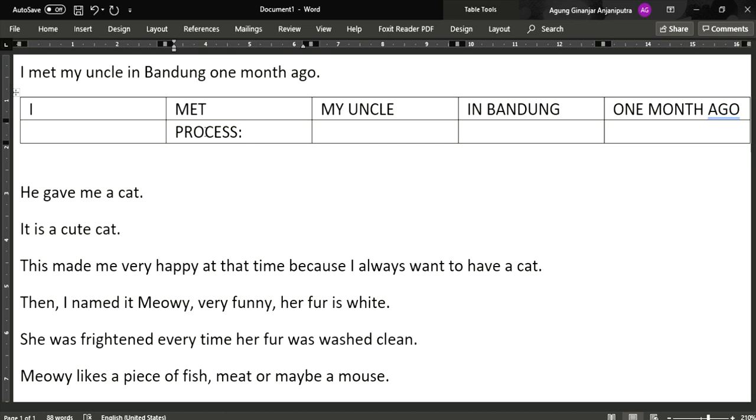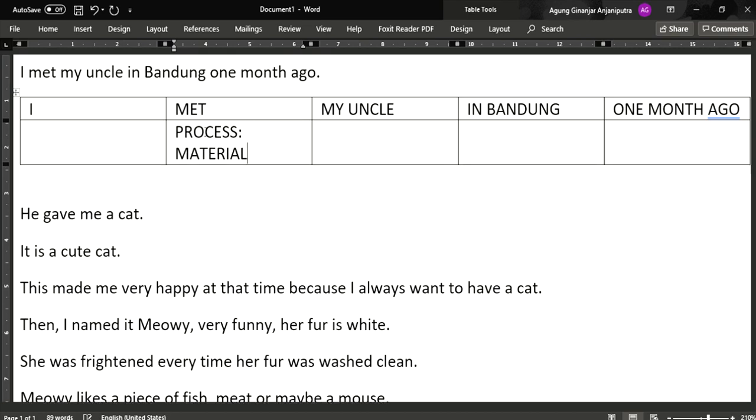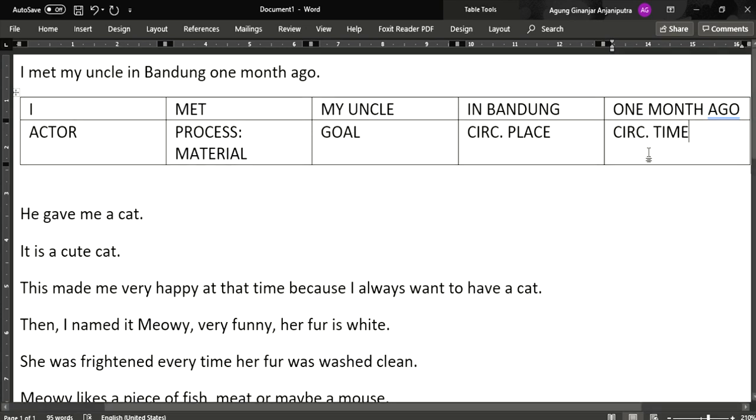In the previous video, I explained it to you. So since this is the process of material, this one is actor and this one is goal, and in Bandung is circumstance of place, and then this is circumstance of time. Yes, there are many kinds of circumstances. Okay, let's watch again the previous video to understand the different kinds of circumstance or the process.